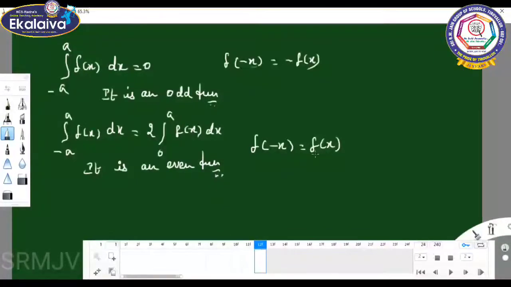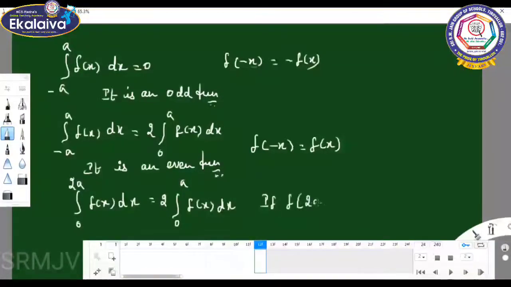Then integral 0 to 2a f of x dx equals twice integral 0 to a f of x dx, if f of 2a minus x equals f of x.